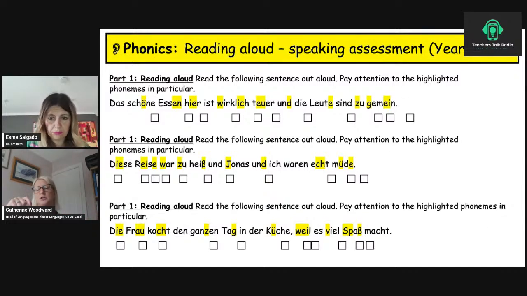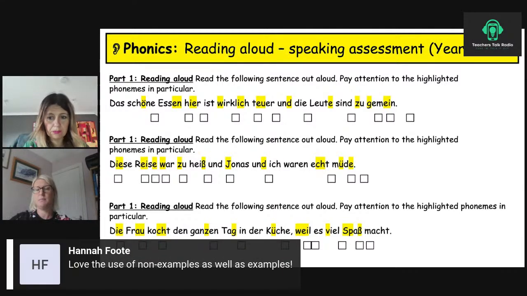And the little boxes underneath are for us to tick or cross them. So they will then get that feedback. Yes, you know your O umlaut phoneme. No, you don't remember that D at the end of a word is pronounced as a T. So it's nice and quick feedback for them.